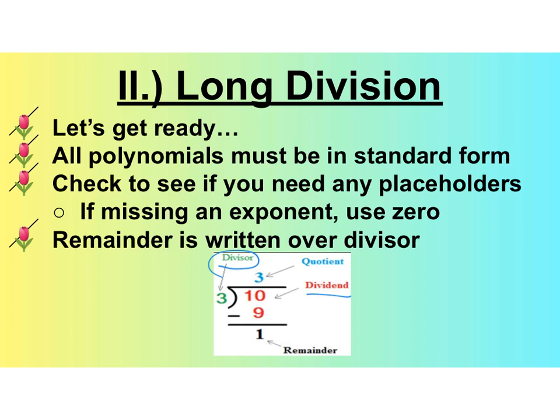So in order to start long division, your polynomials have to be in standard form. So rearrange them, the largest exponent first. You need to check and see if you're going to need any placeholders. If you're missing an exponent, so if I have x to the third and then I skip right to x to the 1, I'm going to need a 0x squared in there. I need the placeholder so everything gets lined up, and we'll come across an example with that. And just a reminder that the remainder is written over the divisor.